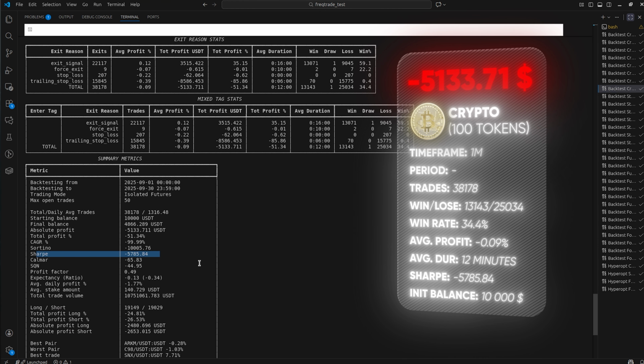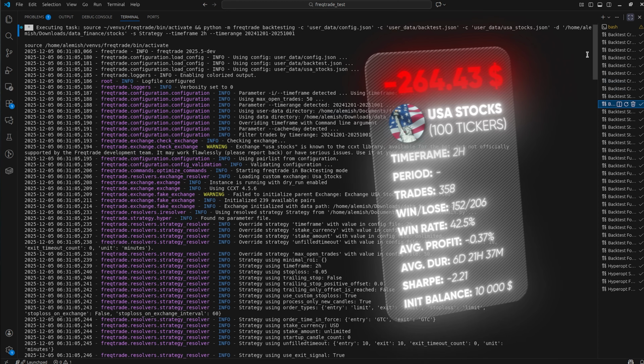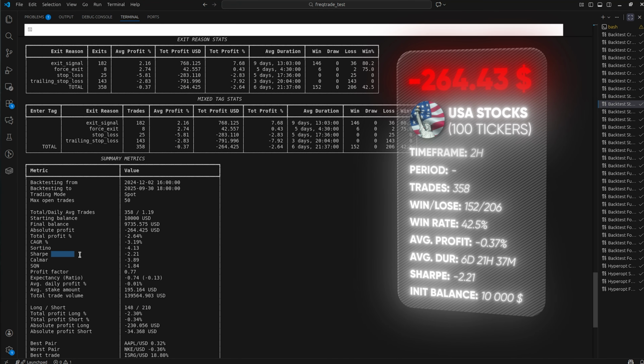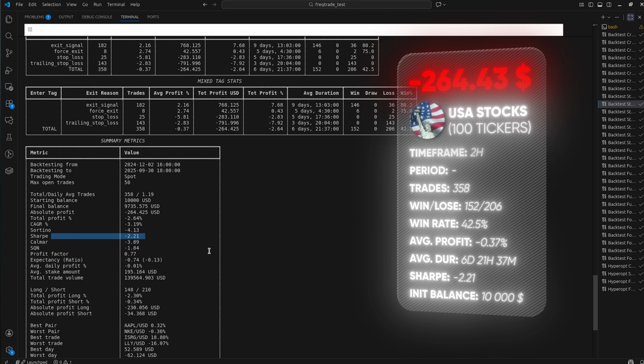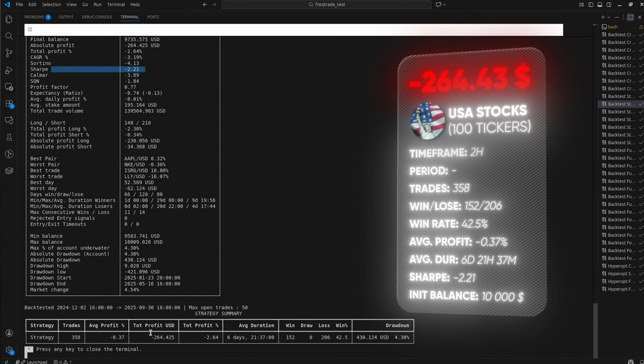Now let's move to US stocks market. As before, the command is here above, and let's get the results, starting with 1 day time frame, best and worst performing tickers. Our Sharpe is positive 0.37, and we've profited $174. Next 2 hours, and this time Sharpe is negative minus 2.2, and we've lost $264. 1 hour time frame, our stats, and this time Sharpe is positive 1.29, and we've profited only $118.